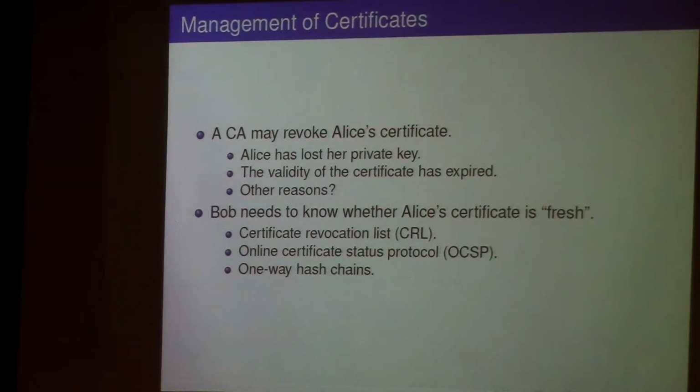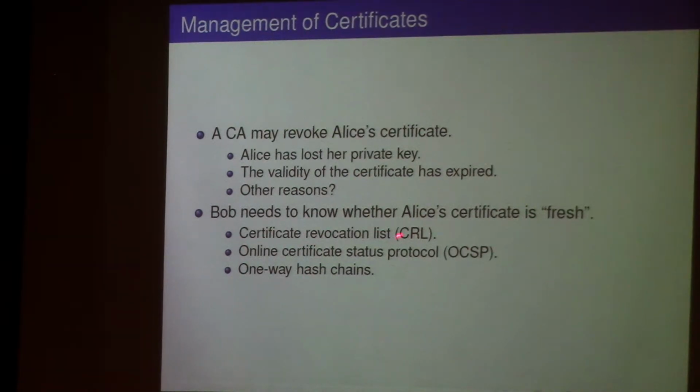Or maybe for some reason Alice could have lost her private key. Somehow it has become compromised. So then she informs the CA, this public key no longer works. This certificate is no longer valid. So Bob has to know that the certificate that Alice produces is fresh, that it is the current certificate of Alice. How will you get to know that? There are several ways of doing that.